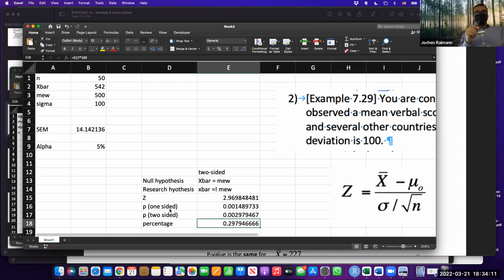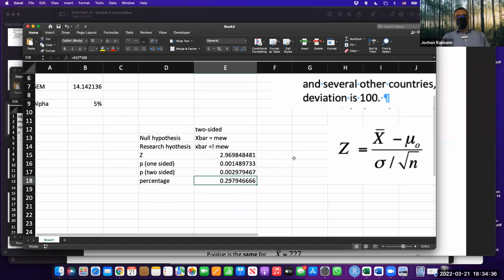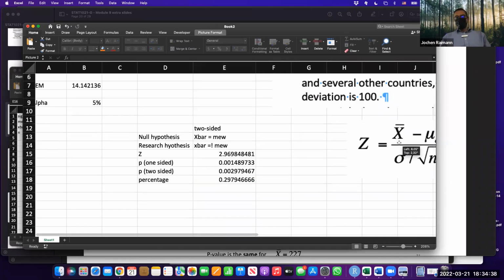So the type one error risk is smaller than 5%. If you reject, your risk for type one error is 0.3% only, less than 5%. So you're rejecting at a very low risk of a type one error. As soon as it's smaller than 5%, you're rejecting, and you're rejecting this one. But this is the two-sided hypothesis.